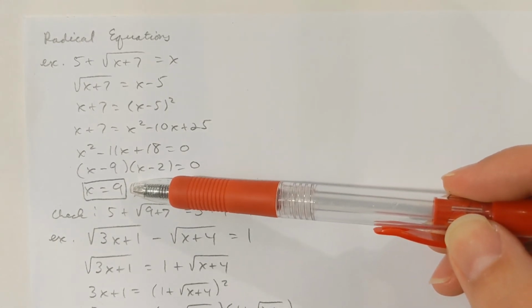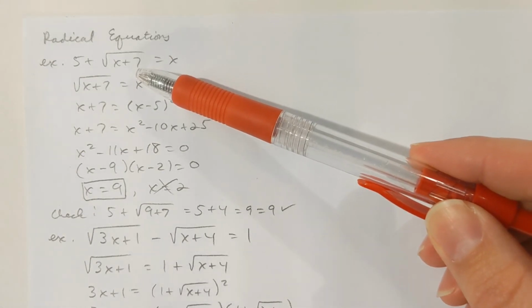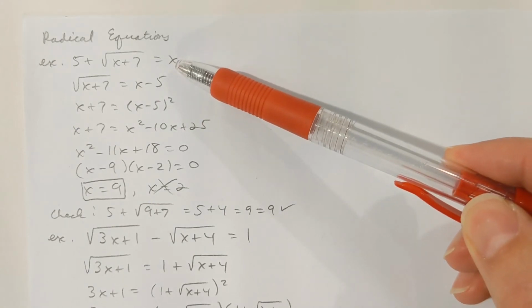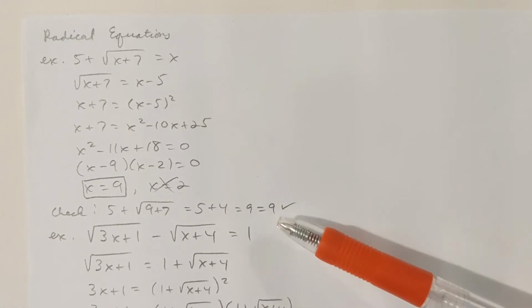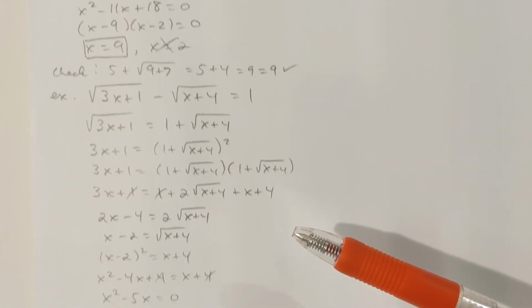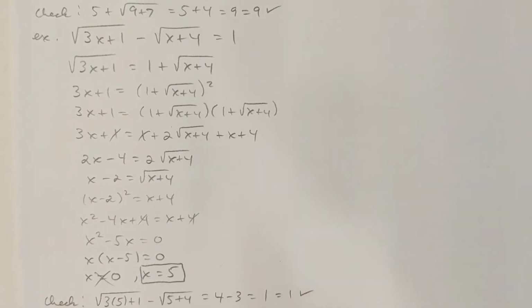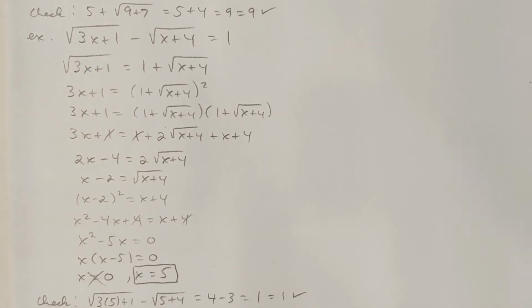9 is correct because when you plug in 9, 9 plus 7 is 16. The square root of 16 is 4. And 5 plus 4 is 9. 9 would also be the number that you're getting on the right side. 9 equal 9. That's a true statement. Now there are only three kinds of equations in all of algebra that you need to be checking your answers for extraneous solutions. They are a rational equation, a radical equation, and then the other one we'll look at later on when we talk about logarithms.